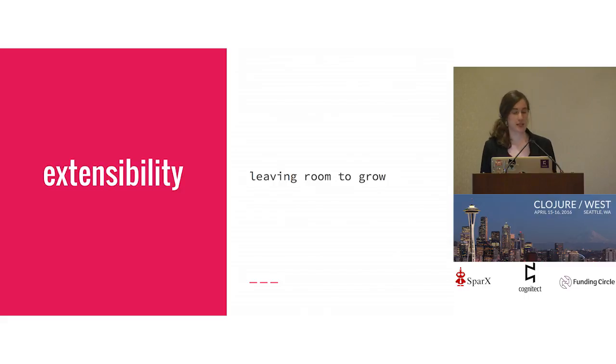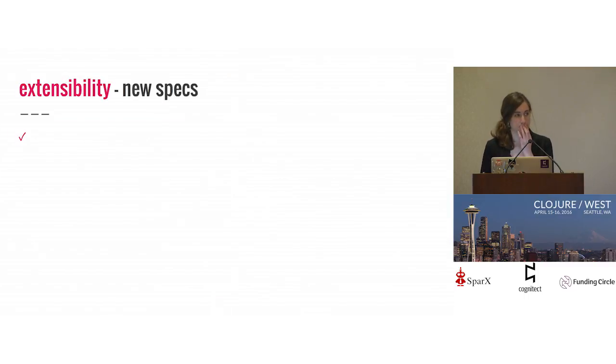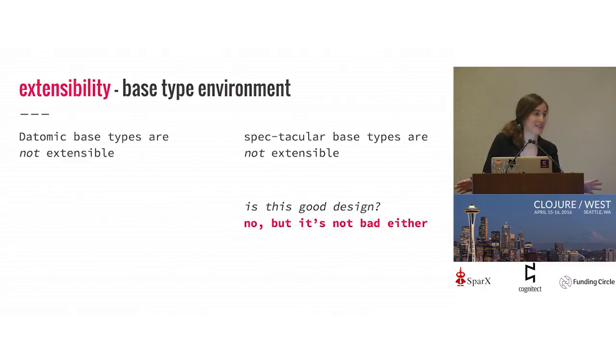So next, extensibility. Leaving room to grow in your framework. So spec-tacular doesn't give you 5 specs and make you use just those 5 specs, right? So you can extend the specs that your database has, obviously, so good. What about the base type environment, right? So Datomic base types are not extensible, and that's totally reasonable, right? You can't just say, I have this new type, now please Datomic work with this type on your database. You can't do that, fine.